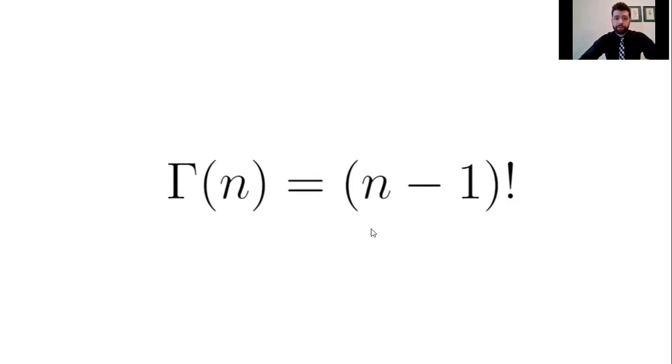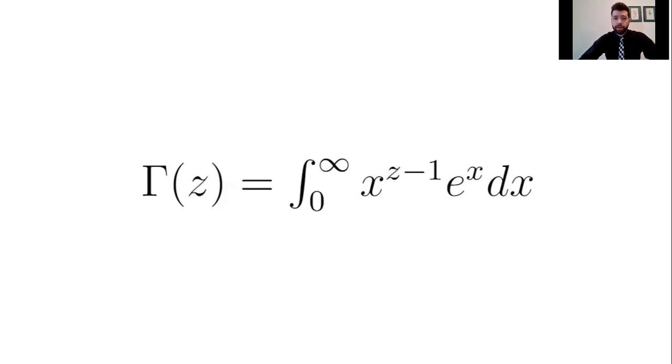Really, that is just a simplification of the gamma function. The gamma function of any integer is that integer minus 1 factorial. But if we generalize to the gamma function of imaginary numbers, it can be defined by this indefinite integral here. And it's a very powerful tool, especially in statistical mechanics and physics.